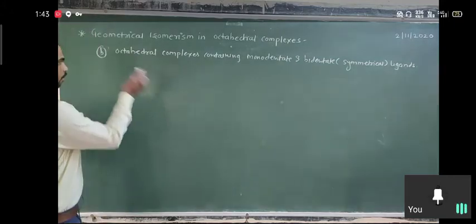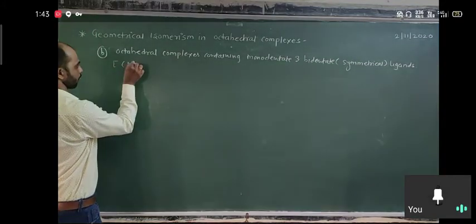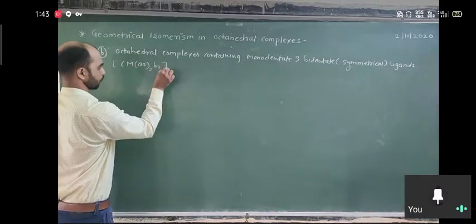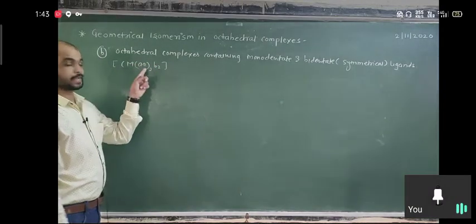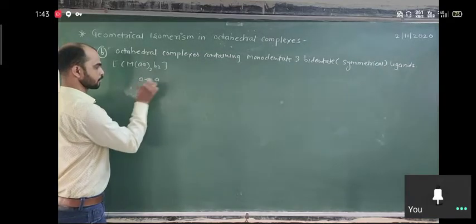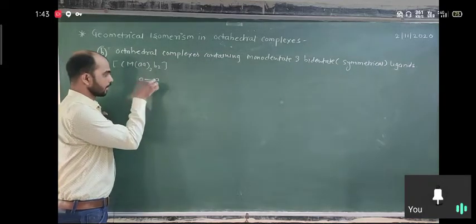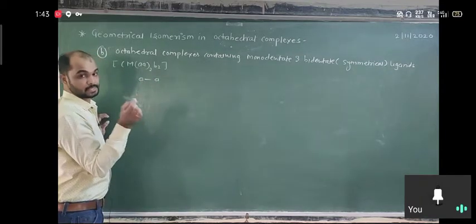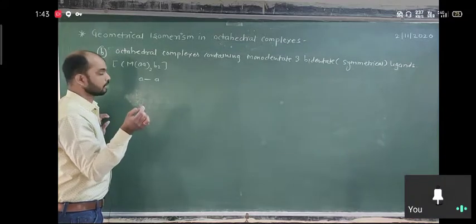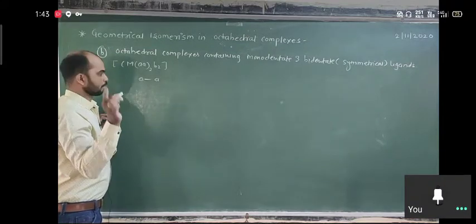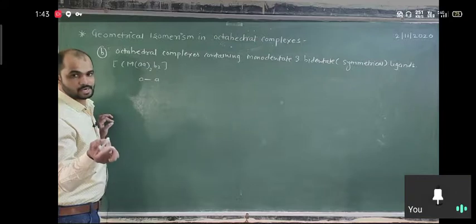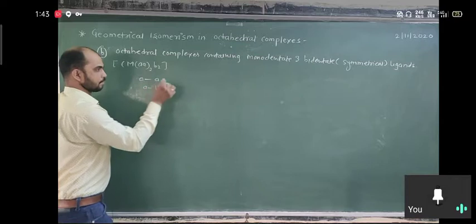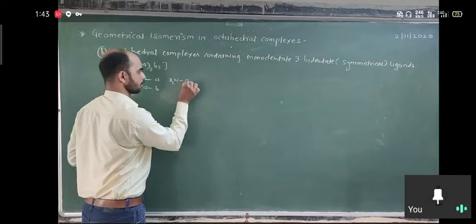So the first type of example is MAA2B2. AA means both having the same donor atom and they are linked together. That means it is a bidentate ligand. And you know, an example of an AA type bidentate ligand is ethylene diamine, and for AB type it is the glycinate. You already know about it. So for AA, both atoms are same, that means ethylene diamine.